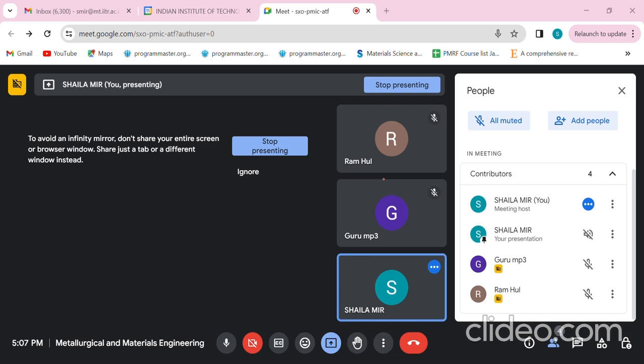Now another question says, which of the following is a two-dimensional defect? The edge dislocation, grain boundary, volume defect, or free surface. You have different types of defects. We have point defects, 1D defects, 2D defects, and 3D defects. So you have to say which among the following is a 2D defect.